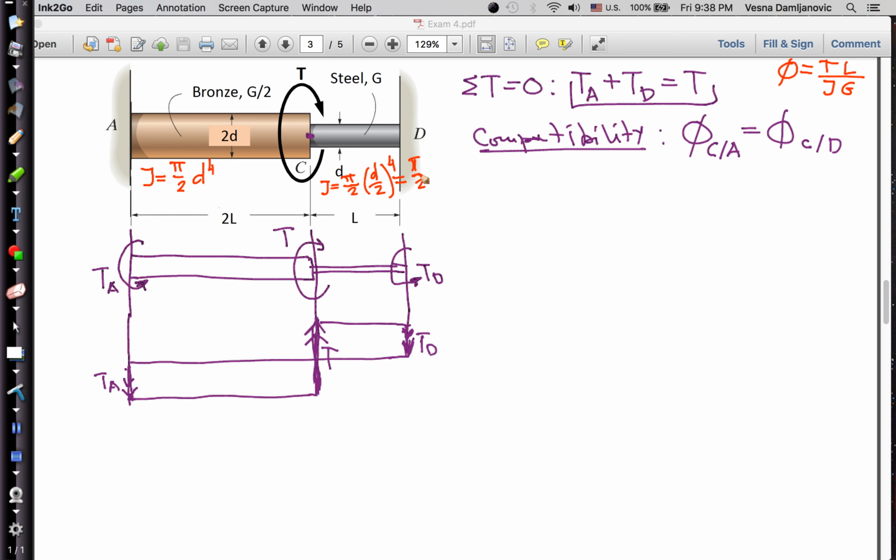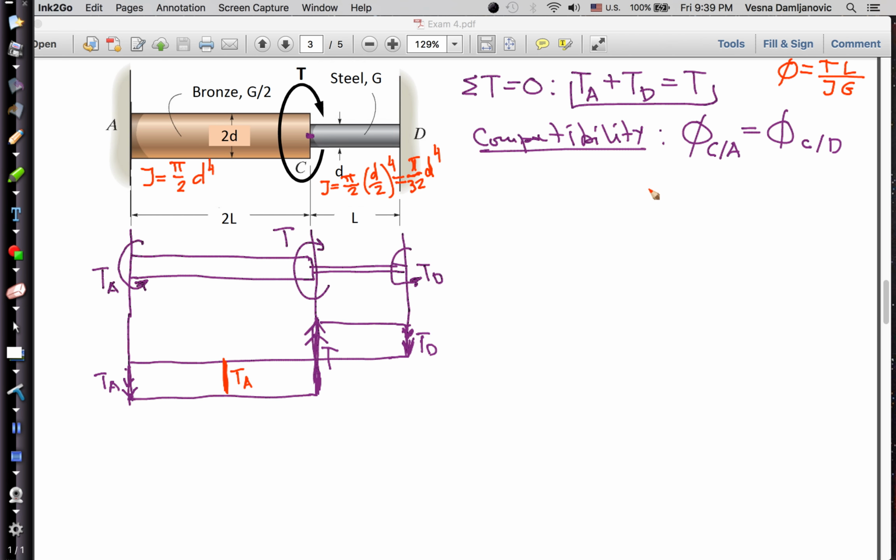Pi over 2, and that's 2 times 2 is 4, times 4 is 16, times 3 is 32. So it's pi over 32 D to the 4th, okay? And everything else we have. So let's just write it up. So for this, from C to A, that's this force here. How much is that amount?